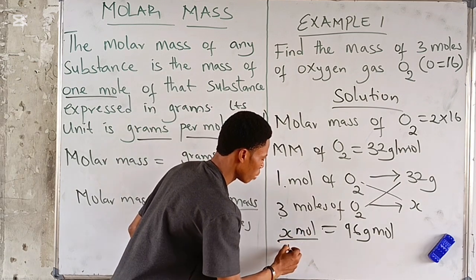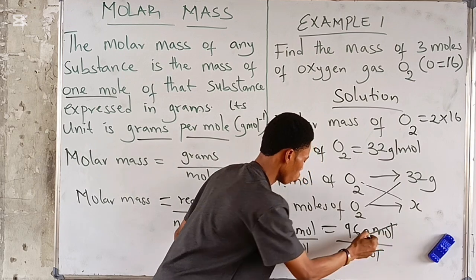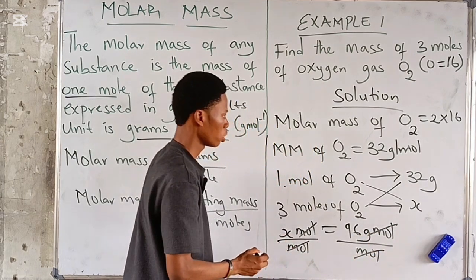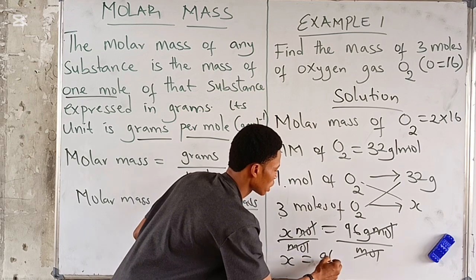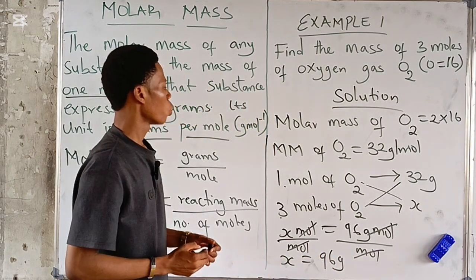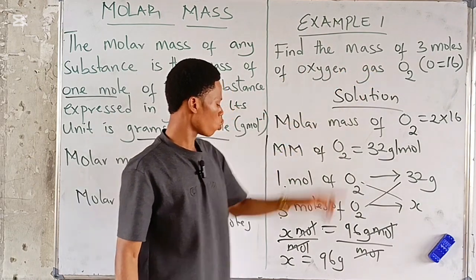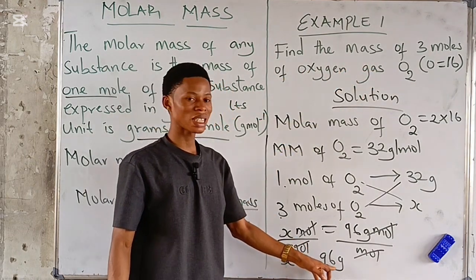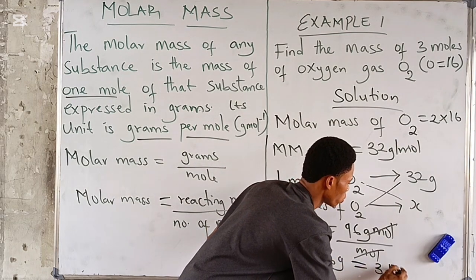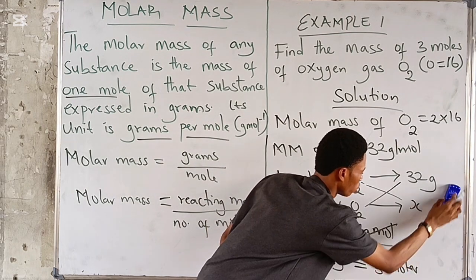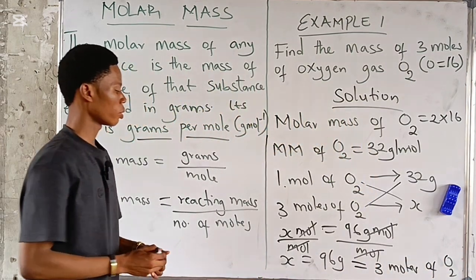So we can divide both sides by the mole and the mole will cancel this mole out. This one cancels this one out. So that means that X is equal to what? 96 grams. So we can see that 3 moles of oxygen gas will give us what? 96 grams. So 96 grams is equal to 3 moles of O2. So this is our answer.